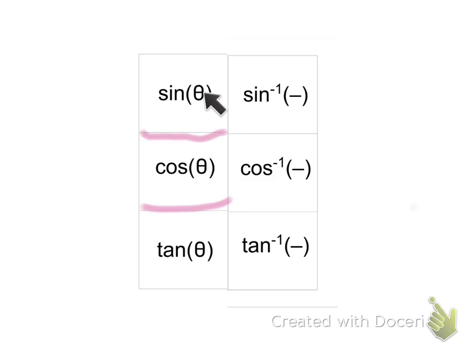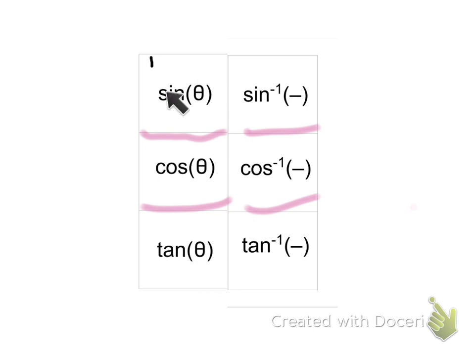So in the parentheses right here, you're going to put an angle. This right here is not called cos, it's called cosine. Cosine of theta, or cosine of, and in here you would put whatever angle we're working with. This right here is not called tan, it's called tangent, and this right here again is your angle. So we're just going to go ahead and label that.